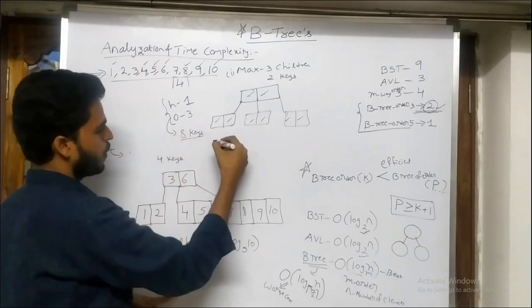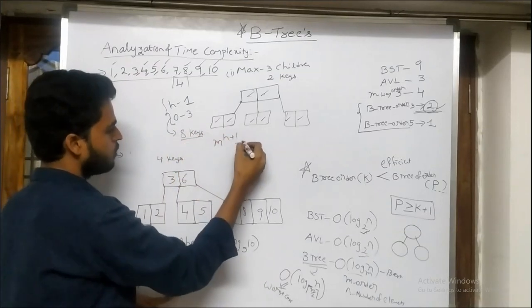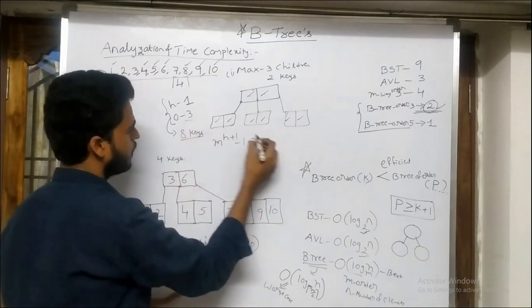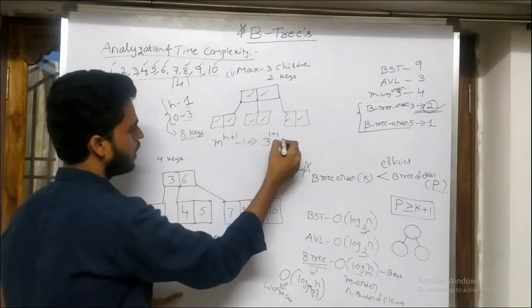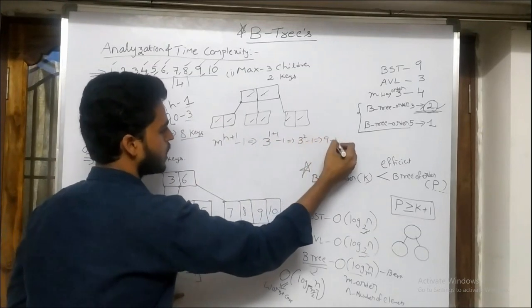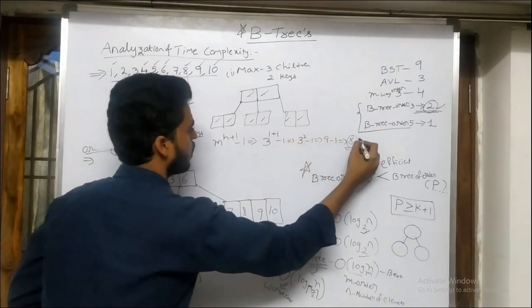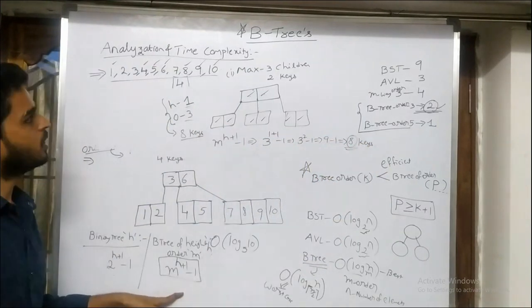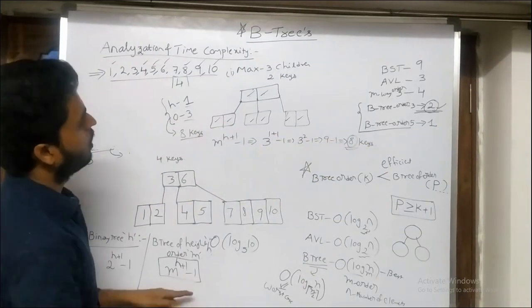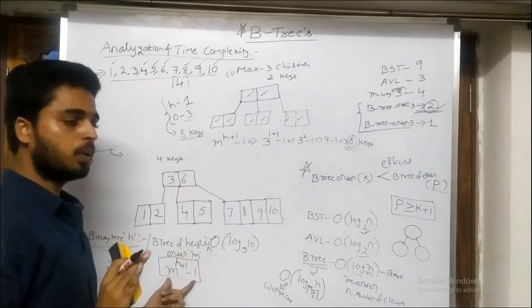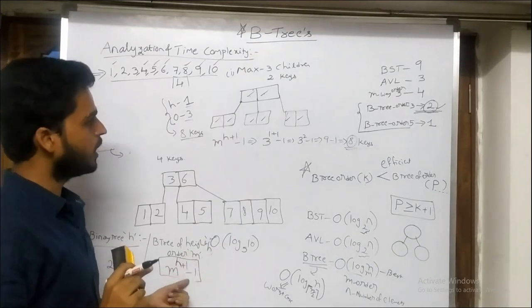So just substitute here: m power h plus 1 minus 1. What is the m value? M value is 3. 3 power, height value is 1, 1 plus 1 minus 1. 3 square minus 1 is 9 minus 1, that is 8. I can allow a maximum of 8 keys. Okay, so a B tree of height h with an order m can allow a maximum of m power h plus 1 minus 1.